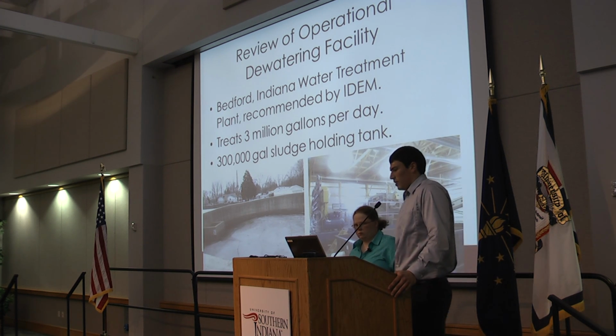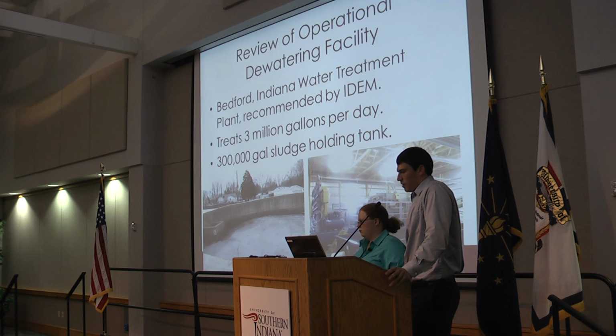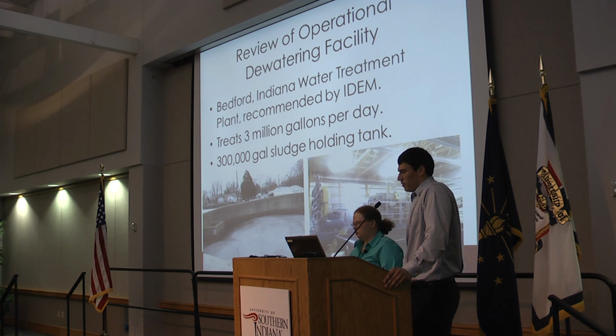In order to gain a better understanding of the dewatering process, we decided to take a trip to Bedford, Indiana's water treatment plant. This was recommended to us by IDEM. The plant treats 3 million gallons of water per day, whereas the Evansville plant treats 25 million gallons per day. They have a 300,000 gallon sludge holding tank, which also acts as a gravity thickener to thicken their sludge. They use a continuous belt filter press as their mechanical dewatering equipment.